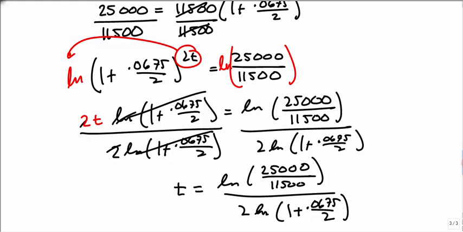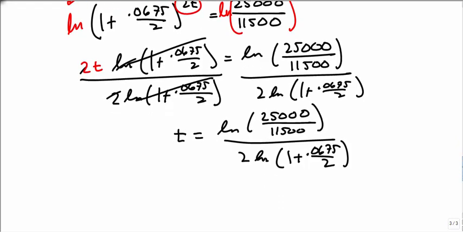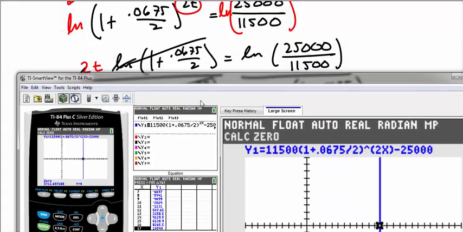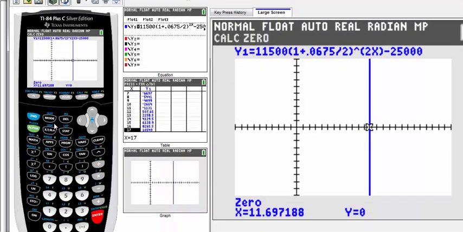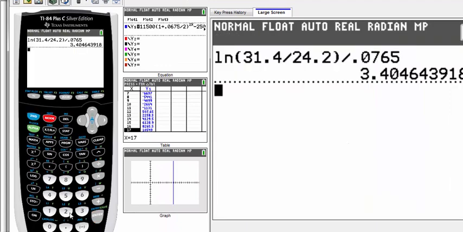Now, a couple of other things that are going on with this particular problem. I could simplify the 0.0675 over 2. I could divide both sides through by 100 here, or top and bottom by 100, but I'm just going to plug it in as is. So let's go ahead and plug this in. Let's do ln of 25,000 over 11,500. And I'm going to start with this big set of parentheses here. So the ln of 25,000 divided by 11,500.